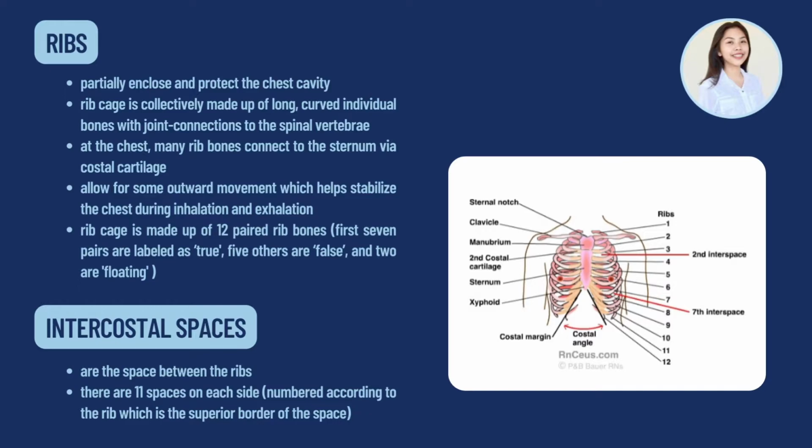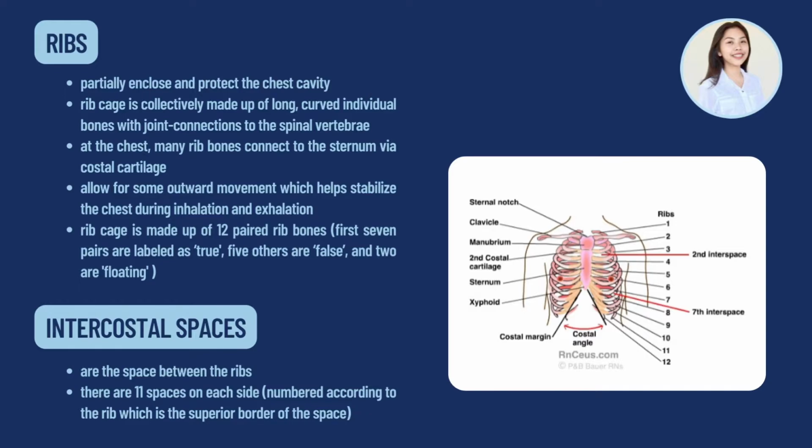Three of those connect to costal cartilage of other ribs, and 2 are deemed to be floating, which means they only connect to the spine. The intercostal spaces, also known as interspaces, are the spaces between the ribs. There are 11 spaces on each side, and they are numbered according to the rib, which is the superior border of the space.